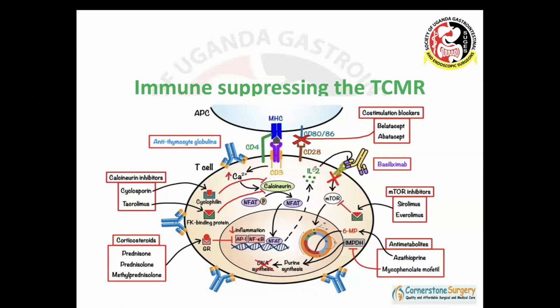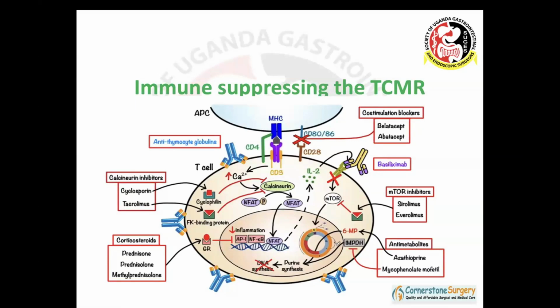The other place where inhibition occurs is this system here. You see corticosteroids? Corticosteroids also inhibit production of interleukin-2, but through a different pathway.